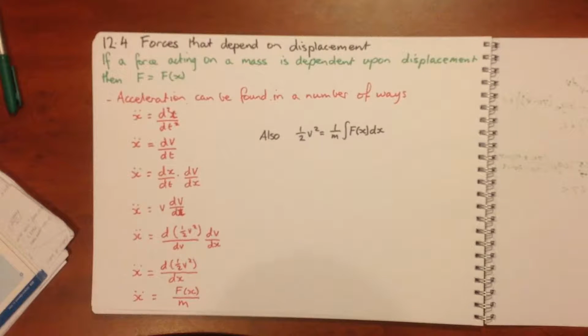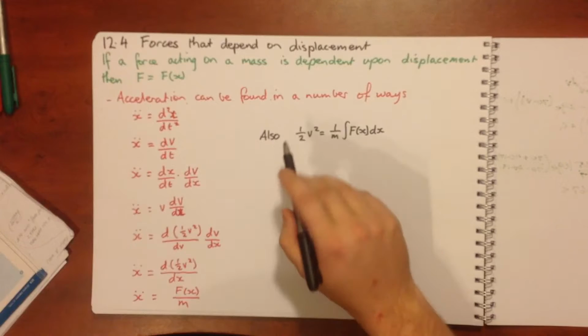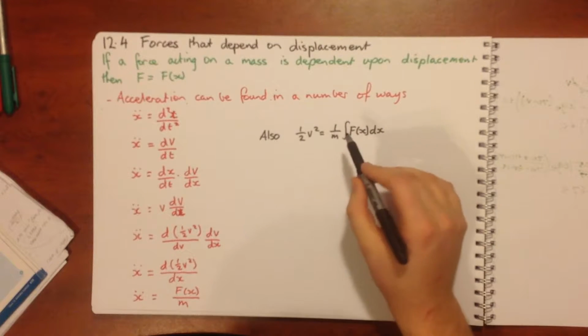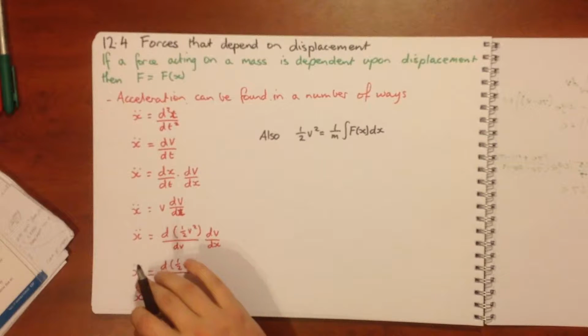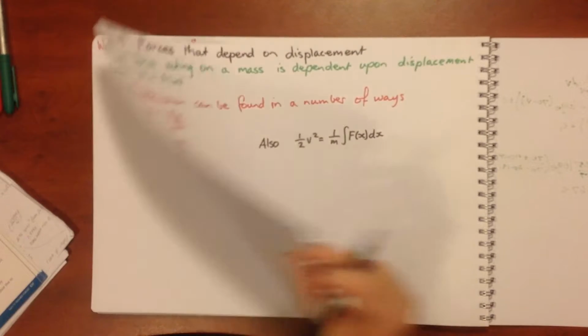We can also say that our acceleration is equal to f of x on m. That's just our rearrangement of Newton's second law, F equals ma. We are also told that a half v squared equals 1 on m times the integral of f of x dx. So that's basically the theory that we've got to work with. Now we'll have a look at our worked examples.